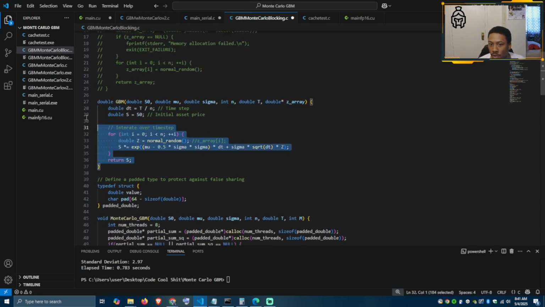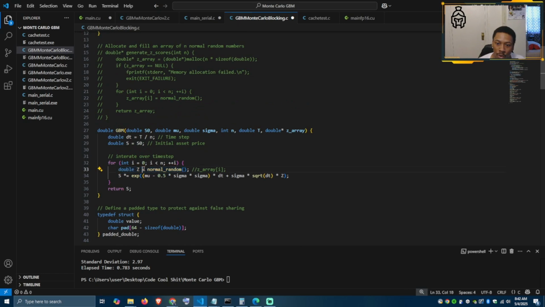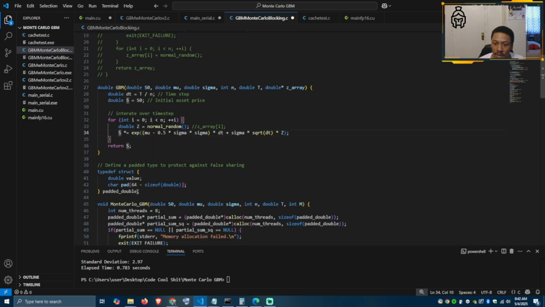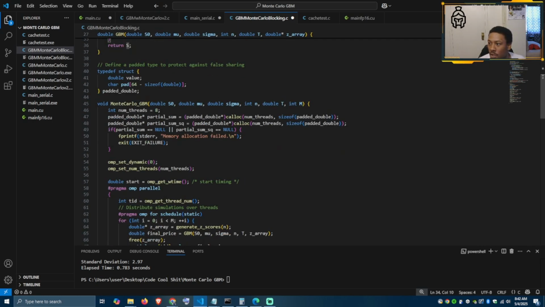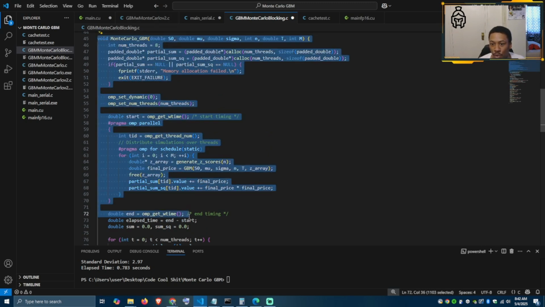So one, the geometric Brownian motion formula, which is here we're just getting our time step, our initial asset price, and we're iterating over time step n, computing the z, not our z array, but essentially one normal variable, and then doing parallel accumulation over S.